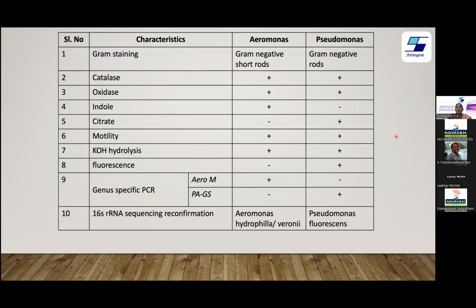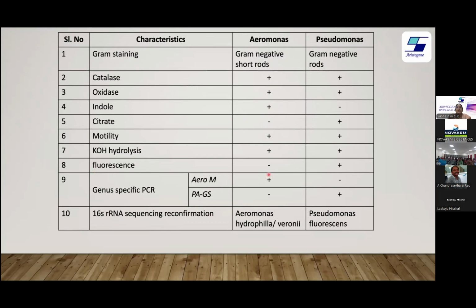For example, I've put a table where, by gram staining, both Aeromonas and Pseudomonas are gram negative short rods. Another important biochemical test is catalase and oxidase. Both Aeromonas and Pseudomonas are positive for the enzymes catalase and oxidase. So we further shortlist, and other tests like indole, citrate, motility, hydrolysis, etc. are done. Motility, of course, differs among different Aeromonas. This is what we do just to come to a presumptive conclusion that these could be Aeromonas or Pseudomonas, but these are not confirmatory.